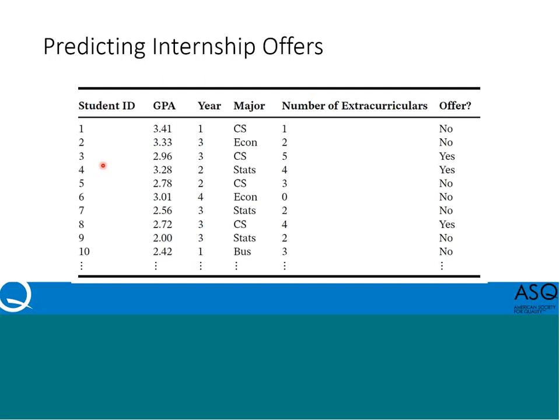So here's a data set, data that I made up, where imagine we're a big company and we're hiring summer interns. We get data from previous interns on their resume: what was their GPA, what year in school, what's their major, computer science, econ, stats or business, how many extracurriculars are they in, and did they get an offer, yes or no. So this is a classification problem because we're predicting a 0 or 1, no being 0, yes being 1.